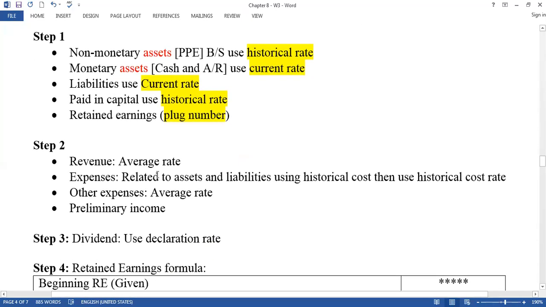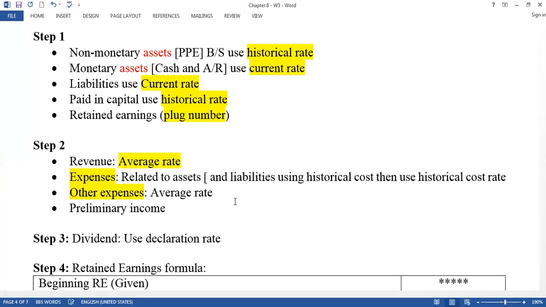Then step two, revenues use the average method. Average method, no problem, but we are going to divide our expenses into two groups. One expense is related with assets and liabilities. Now, as an accounting student, you must know which expenses are related with assets. Which expenses are related with asset accounts?